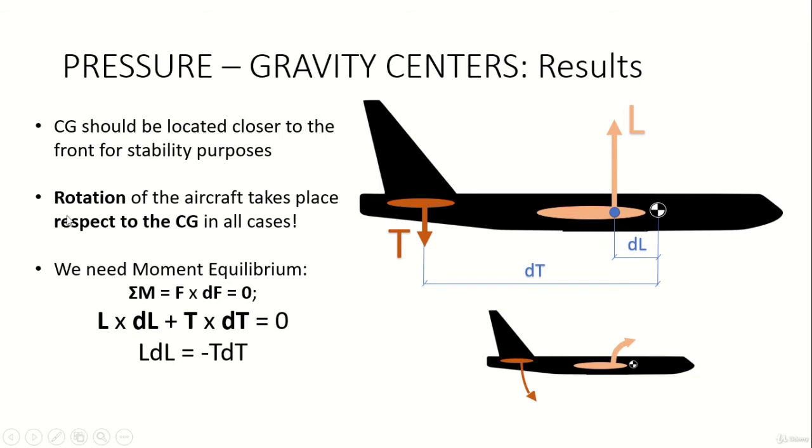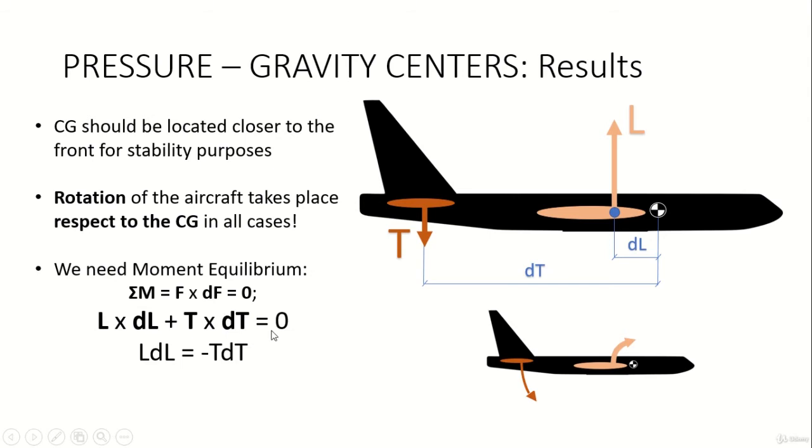As I said, rotation of the aircraft takes place around the center of gravity, so this is why the center of gravity is so important. You can imagine this aircraft moving in any way, but with respect to the center of mass. If we need moment equilibrium, we need all the moments to compensate one another, the same way that the lift and the weight had to sum to 0. Now what we need is that the product of L times its distance, which I defined as dl, should be equal to t multiplied by the distance of t.